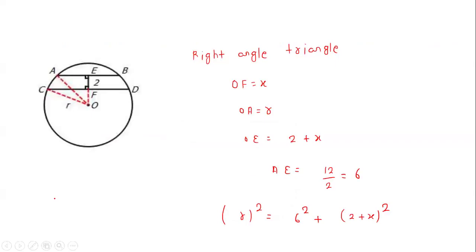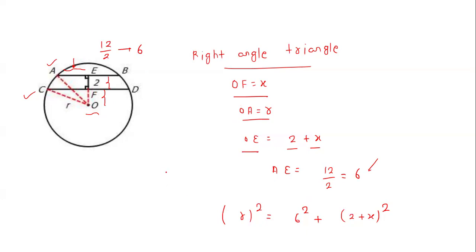These kinds of problems are easily solvable by right angle triangle formation. You can see that this is the center of the circle and this is point A and this is point C. If you join A to the center and C to the center, we know any point on the circle to the center distance is equal to the radius. So both distances are equal to the radius. Let's assume this OF is equal to x and we know OA as r, which is the radius, and this distance we know as 2, so we can write the OE distance as 2 plus x. And the AE distance is 12 divided by 2, half of 12, which is 6.